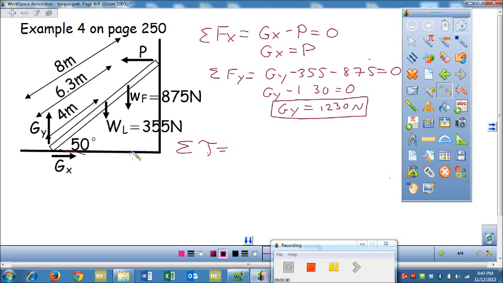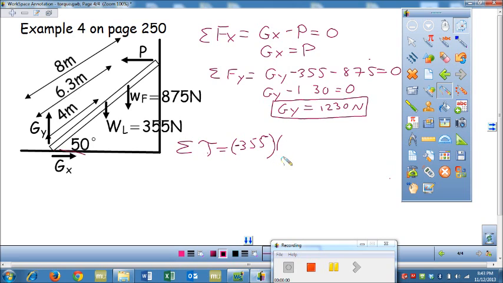What we'll do is take the torques around this point here where the ladder touches the ground. That way Gx and Gy will exhibit no torque because they'll have no lever arm. So we'll only have a torque from WL, the weight of the ladder, WF, the weight of the fireman, and P, the force from the wall. So let's see. From WL we've got 355, and this is clockwise, so negative 355.